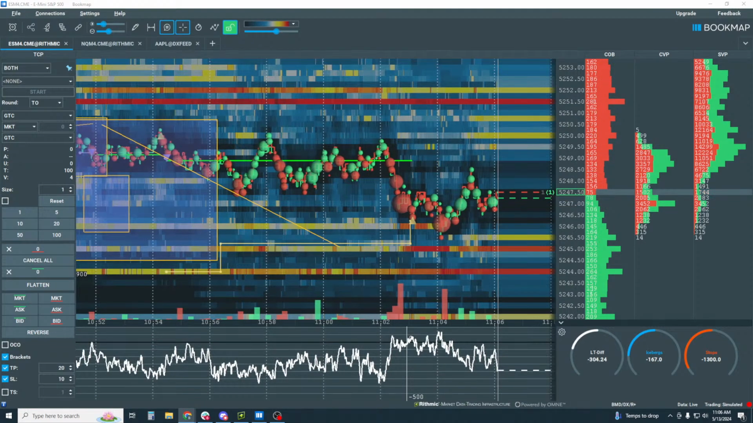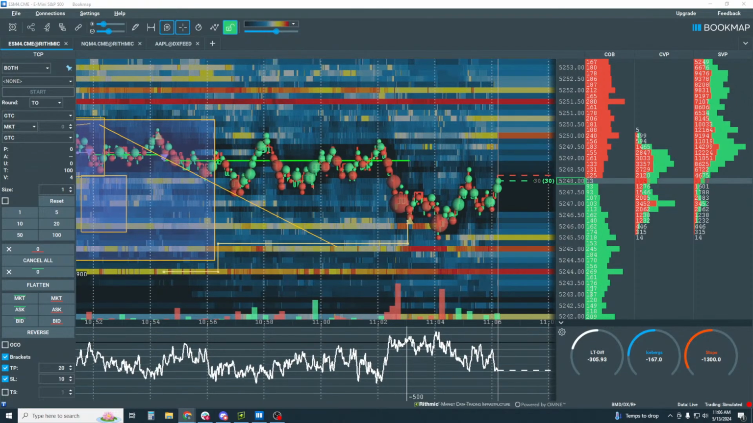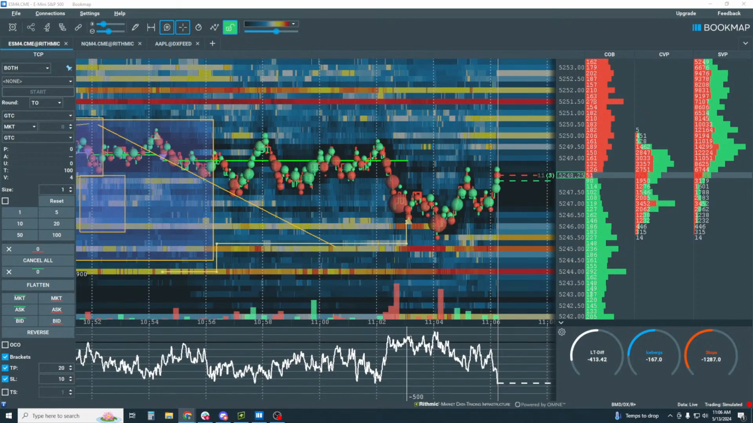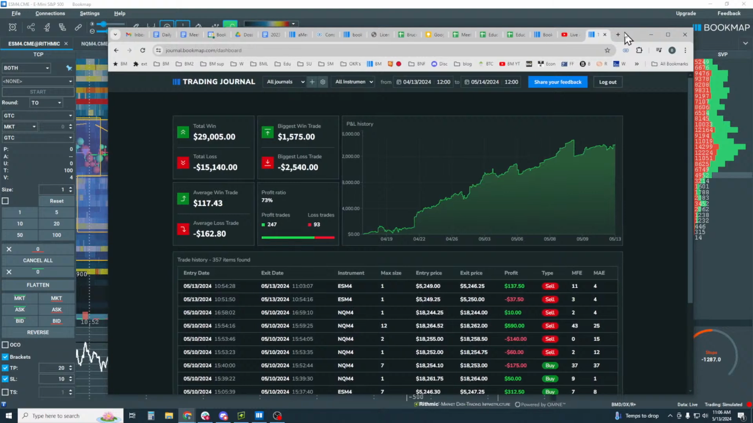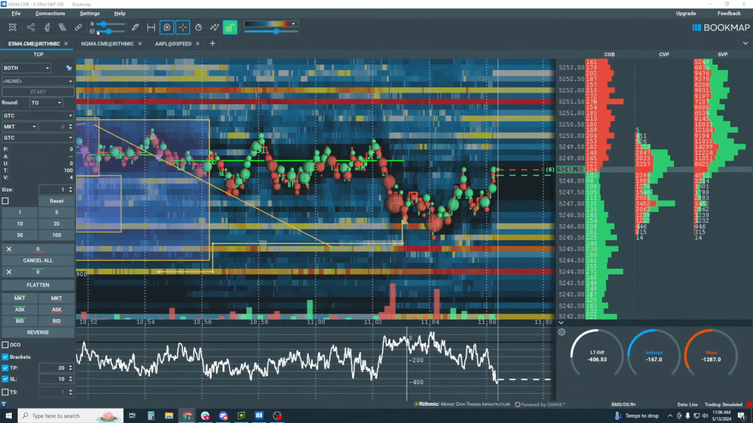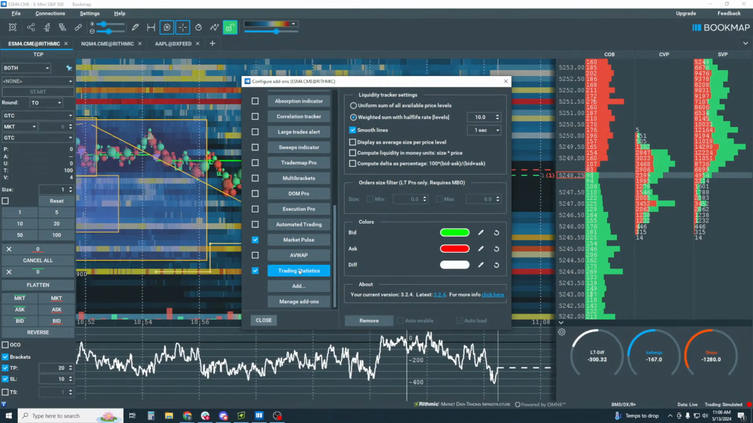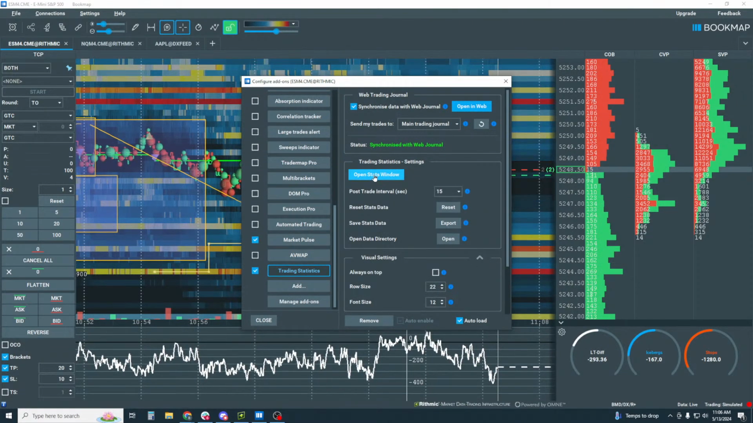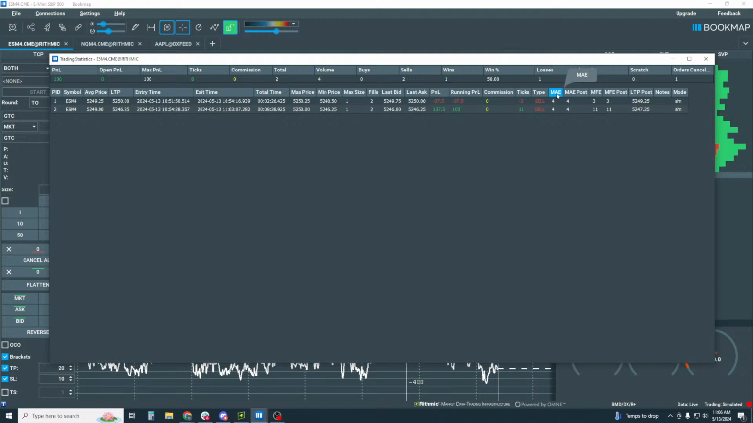We'll be releasing this very, very soon: the trading journal in Bookmap. It'll be formally released, I believe, later this week, end of the week. Because I have, under the add-ons configuration here, my trading statistics, we can open up that stat window and you can see my trades. Here's my running P&L and P&L for each one. And the most important for me is the MAE and MFE, how many ticks it went for us and against us.